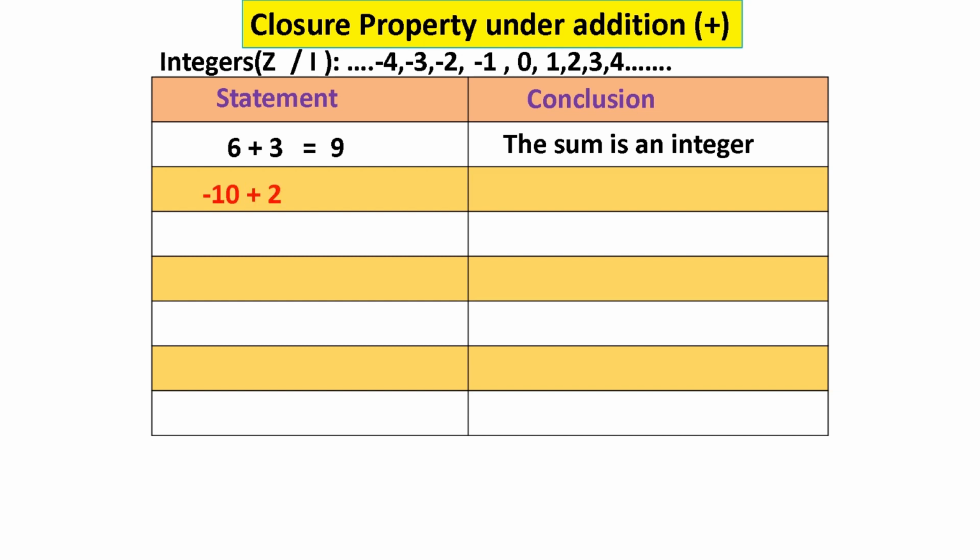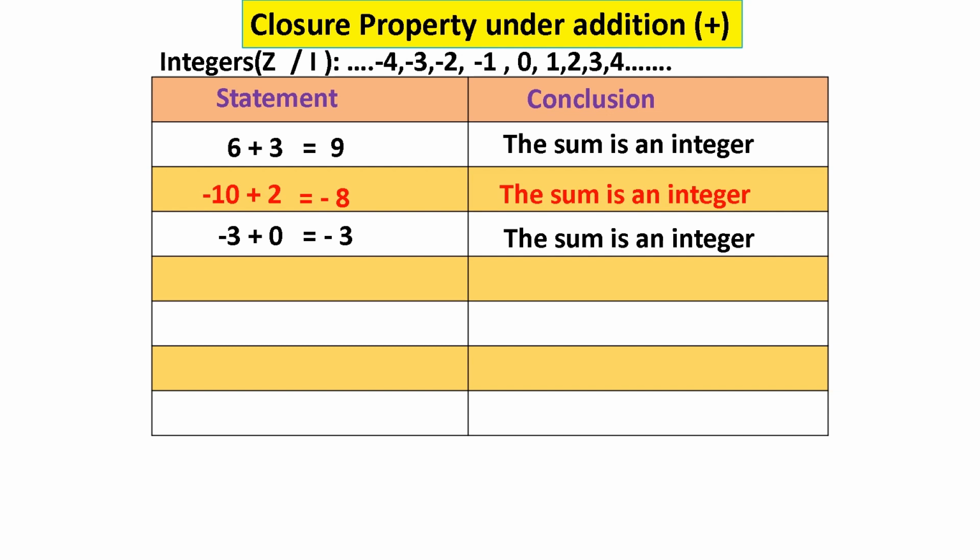Minus 10 and 2. These are two integers. The sum is, we get minus 8. Minus 8 is also an integer. So therefore the sum is an integer. Minus 3 and 0. These two are integers. So the sum of these two, we get minus 3. So the sum is an integer.